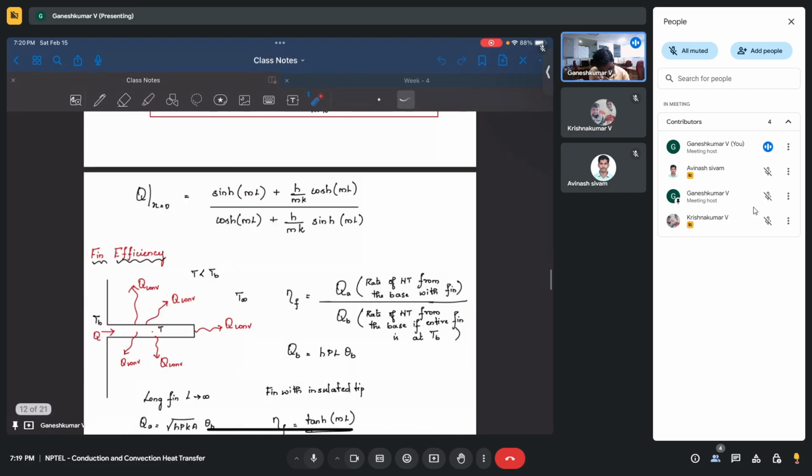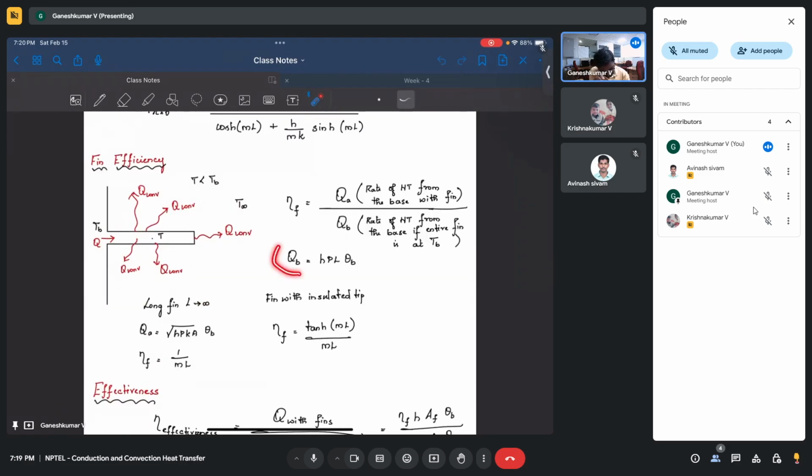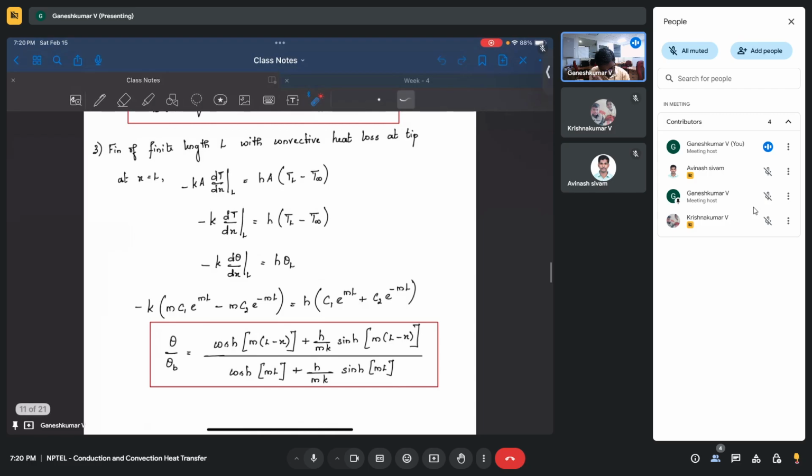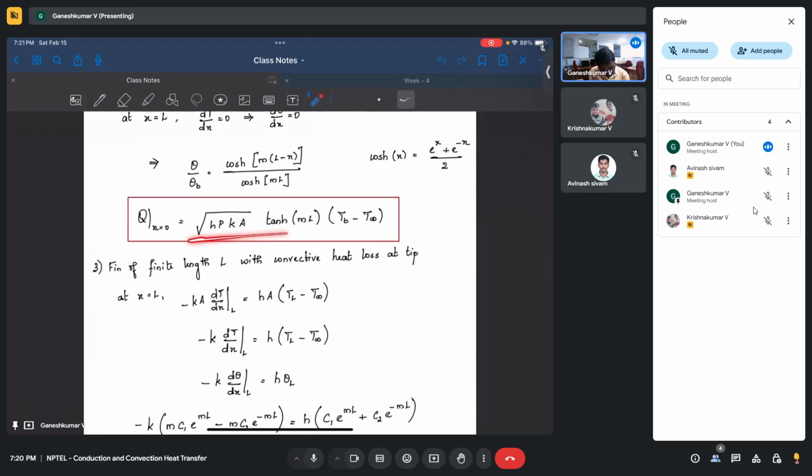And what is the QB? QB is HPL theta B. So when you divide this by HPL theta B, this is nothing but theta B. This gets cancelled, and this HP and root of HPKA becomes m. Okay, so if you do it carefully, it becomes 1 by m. So this is nothing but tanh ML by ML.